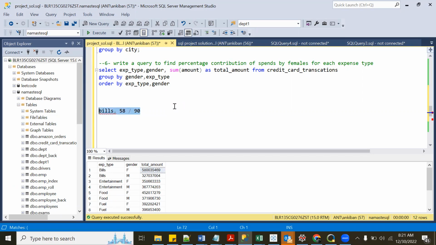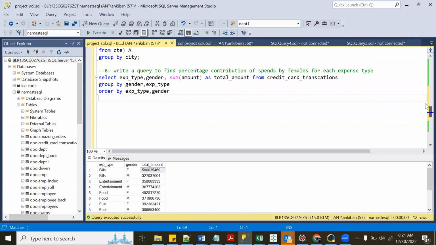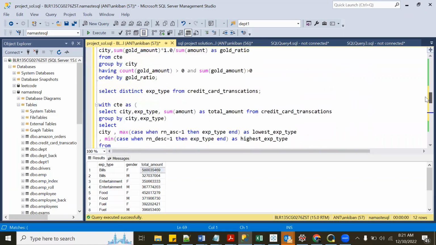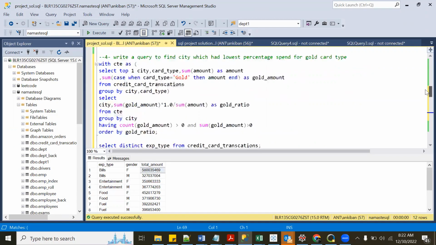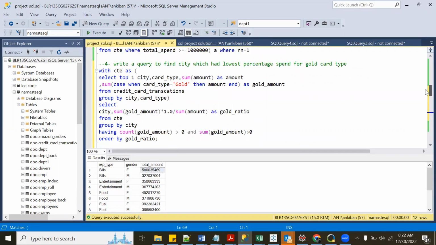So can someone tell me how I do that? Sir, first I have taken EXP type and then sum of amount, where gender equals to female group by expense type. Okay. And then in the second CTE, I have selected expense type and sum of amount group by expense type. Okay, fine. That is fine. But is there any other, simpler way?